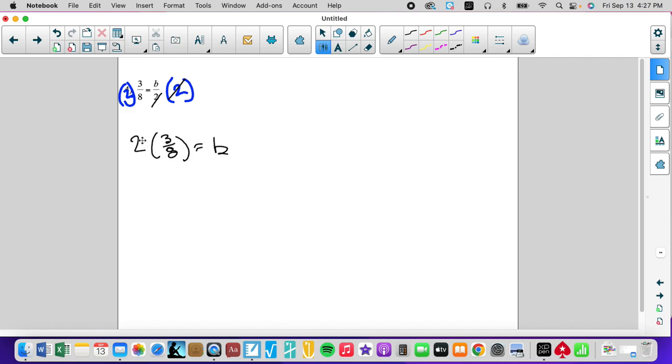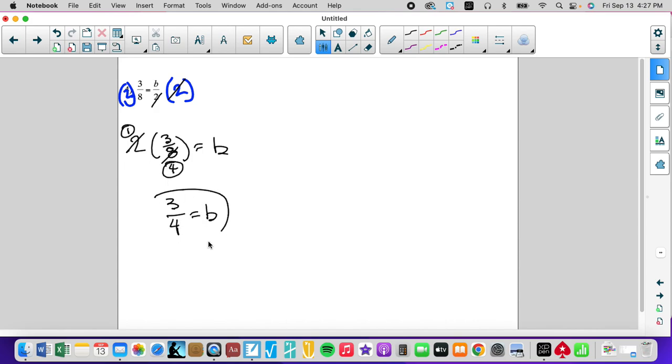And a lot of you multiplied 2 times 3 and got 6/8 and left it as 6/8. I've told you for the last 4 weeks to cross cancel. Numerator and denominator have a common factor of 2. 2 goes into 2 once, 2 goes into 8 4 times, and then you have 1 times 3, because 1 is in the numerator, 3, and then you have 4 in the denominator.